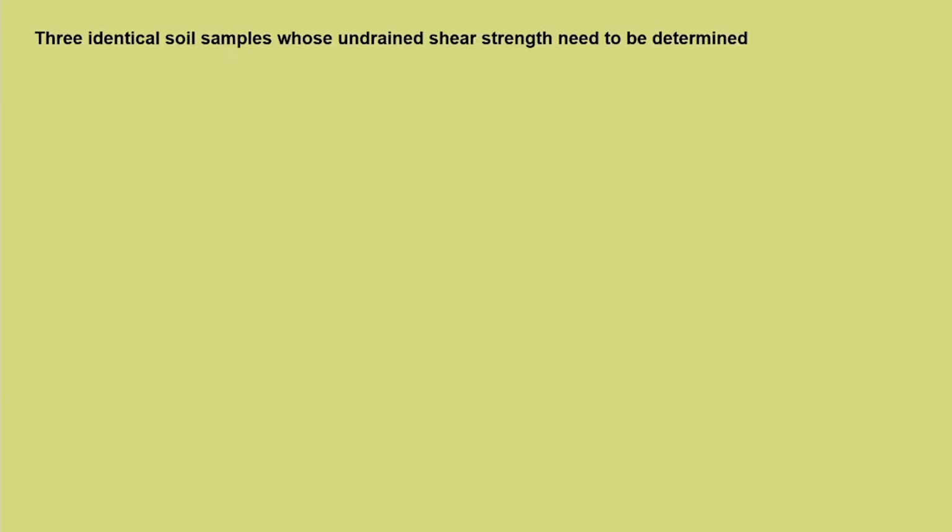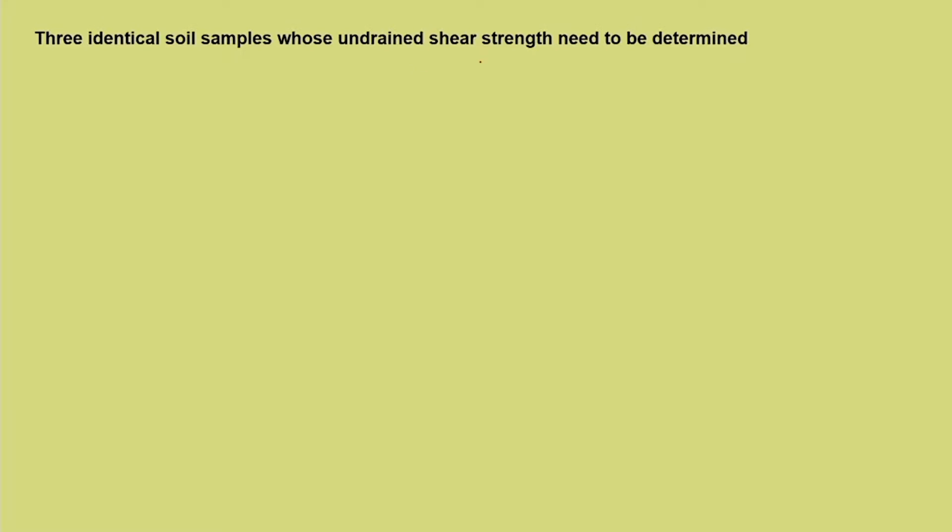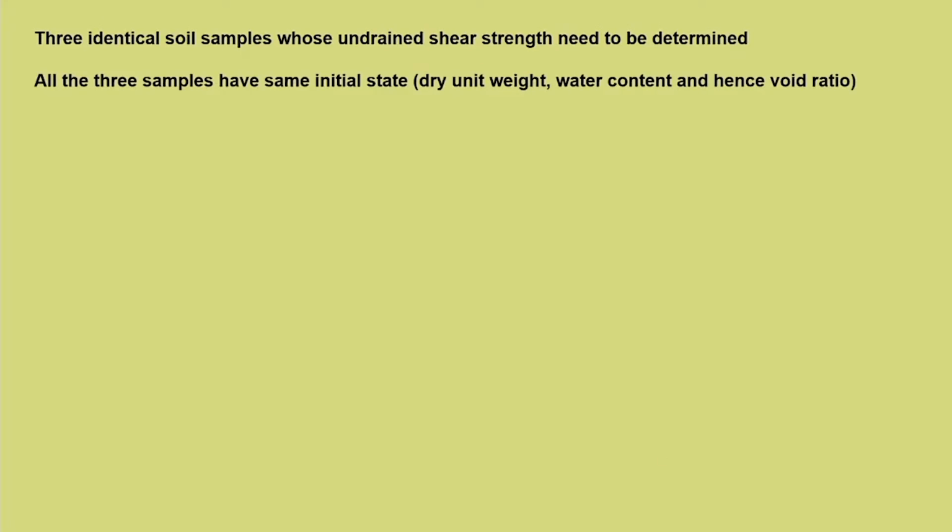Now how do we do the UU test? We need to have at least 3 identical samples. For example, we want to find out the undrained strength at a particular depth. From that particular depth, during subsurface investigation, we collect undisturbed samples which correspond to that particular point. So at least 3 identical samples are needed, and that is used for determining the undrained shear strength.